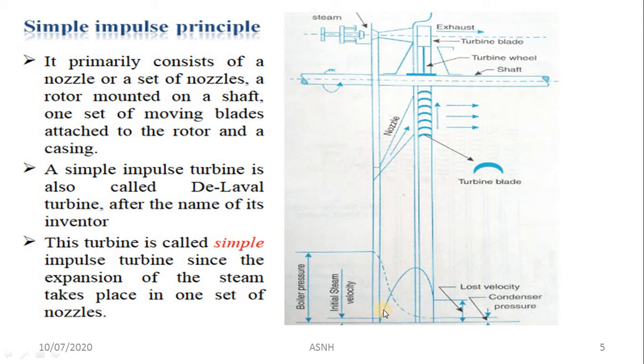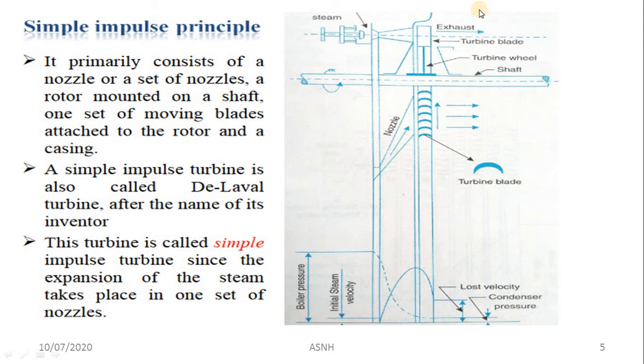When the steam comes in contact with the nozzle first, the pressure energy gets converted into kinetic energy and the velocity increases, that is, the kinetic energy increases, and that kinetic energy of the steam gets absorbed by the blades. So the velocity goes on reducing when the steam comes in contact with the moving blades. So this is all about the simple construction and working of the impulse turbine.